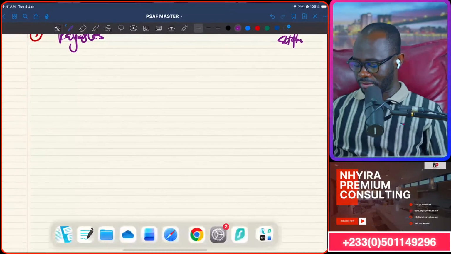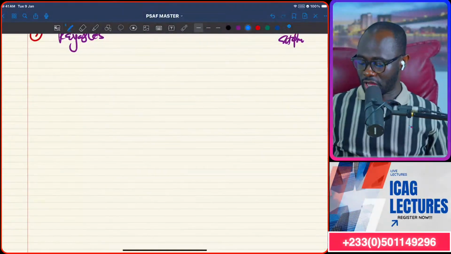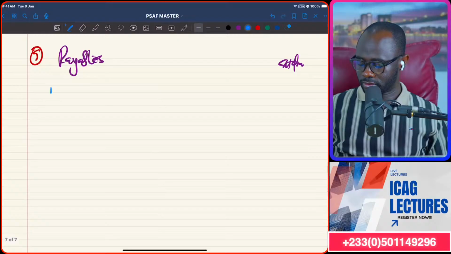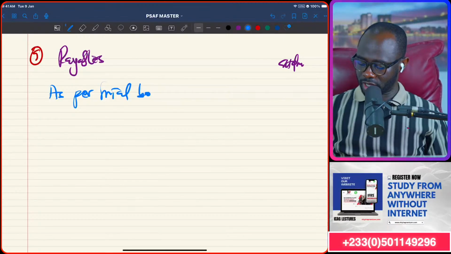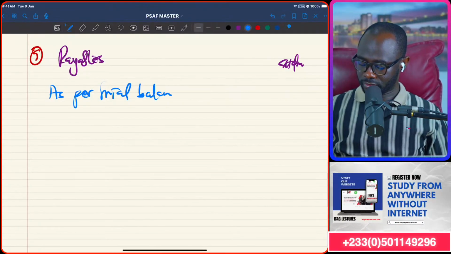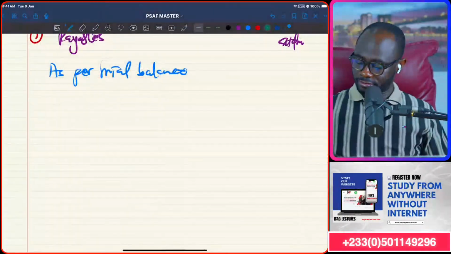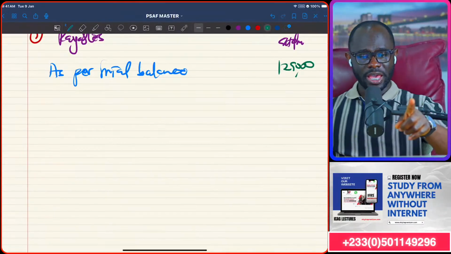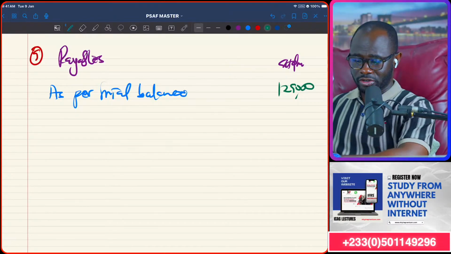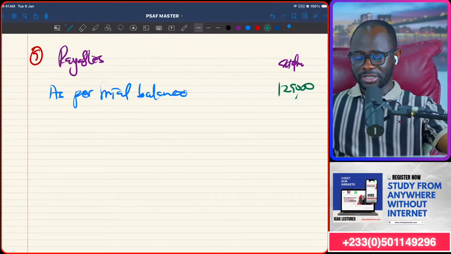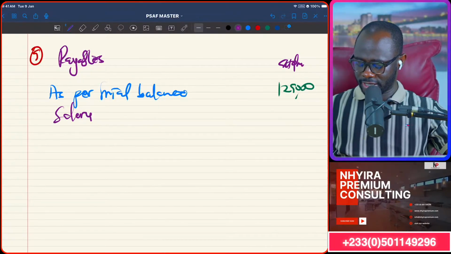So payables, we bring the flow up. Let's bring the trial balance first. As per trial balance, how much we got? 129,000. So the payables, the double entry is to its employees, NAPCO employees. So the double entry is to debit the compensation of employees and then credit payables. So we could say salary outstanding.